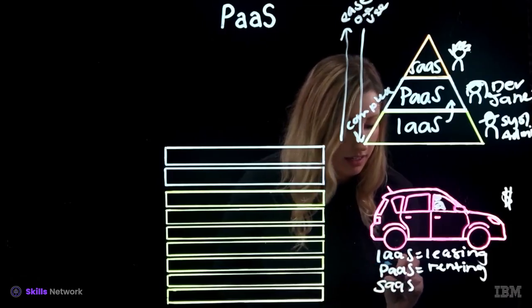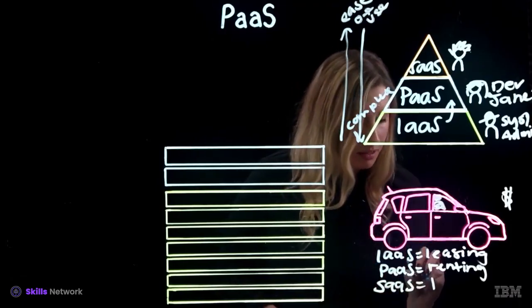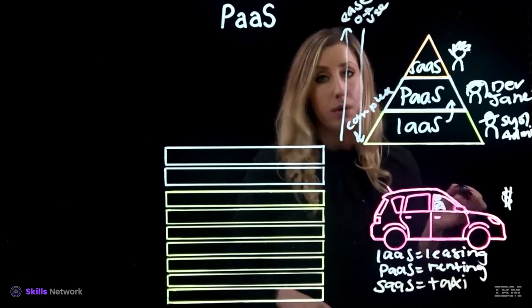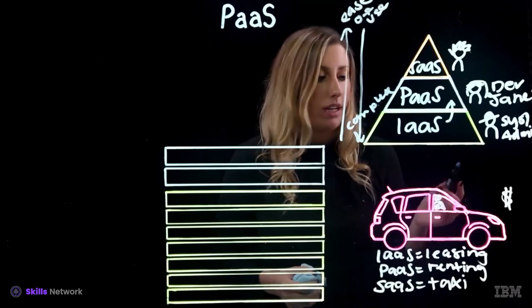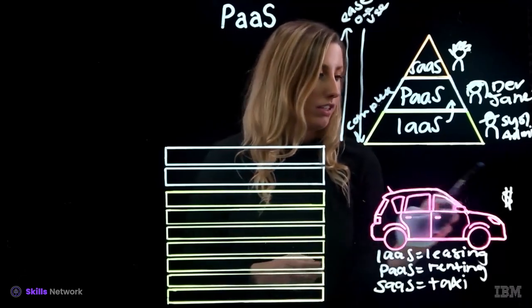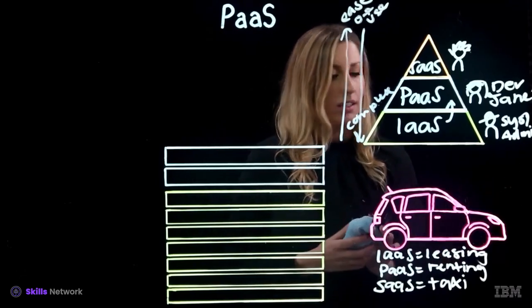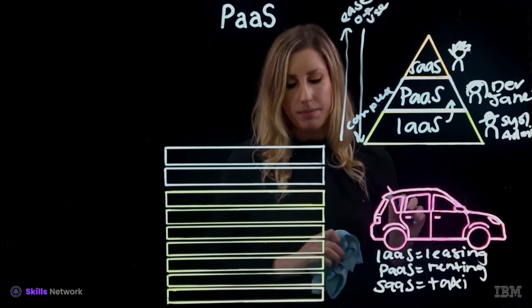Software as a service is, again, the easiest one. That one's more like getting a taxi or an Uber. So with a taxi or an Uber, you don't care at all about what kind of car it is, what color it is, and in fact, you're not even the one driving or paying for gas or any tolls because that's baked into the price.